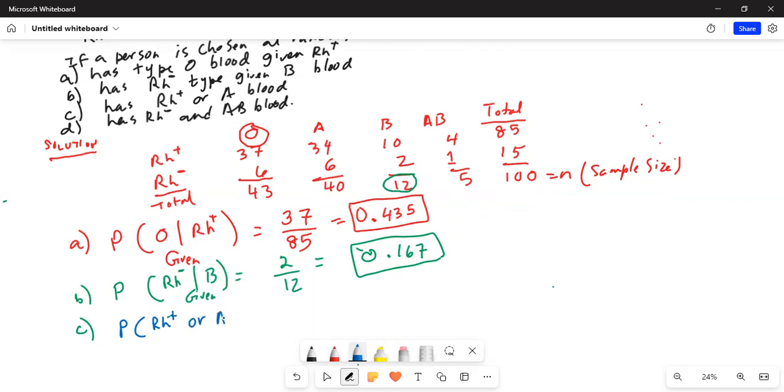So part C, probability of Rh plus or A. Now Rh plus is in the first row. A is in the second column. So they intersect. So this is equal to, by the general rule of addition of probability, the probability of Rh plus plus the probability of A minus the probability where they intersect, Rh plus and A. Okay. So what is the probability of Rh plus? The total of Rh plus is 85 out of the sample size of 100.